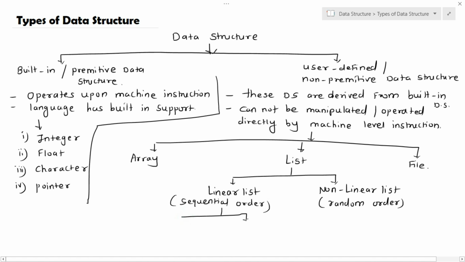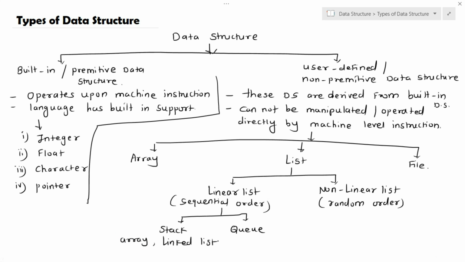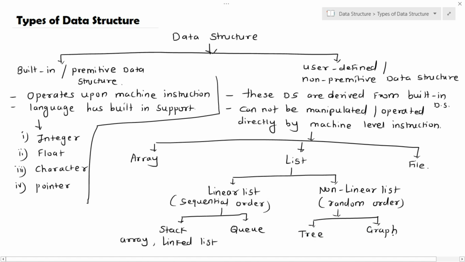Now a linear list is divided into two categories again. The first one is a stack and the second one is a queue. Or the other examples of linear list are array and linked list. These are also examples of linear list: array, linked list, stack and queue. And if we consider non-linear data structures, then the basic non-linear data structures are tree and graph. And if we consider other examples, then dictionaries and heaps are also non-linear types of data structure. So this is the basic fundamental of data structures.